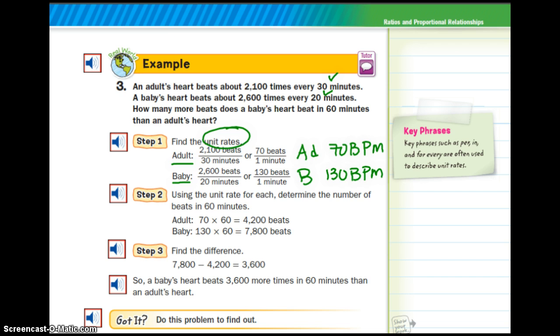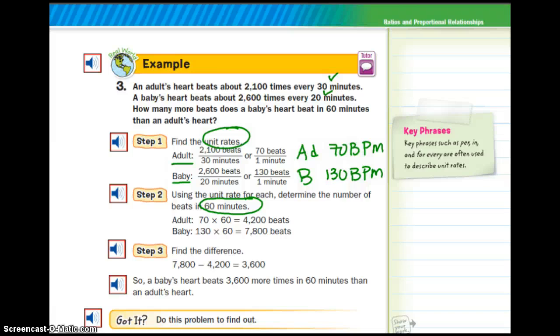Now, we want to get it to 60. So now we just multiply by 60, and we know that an adult beats 4,200 times in 60 minutes, or an hour, and a baby is 7,800 beats in 60 minutes, or an hour.